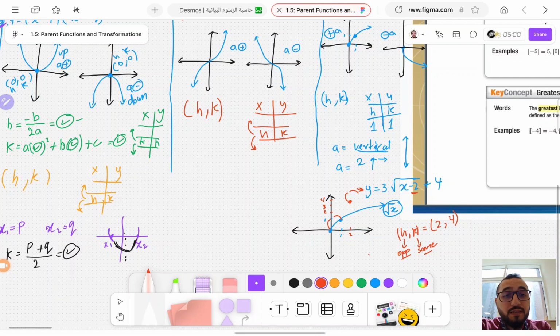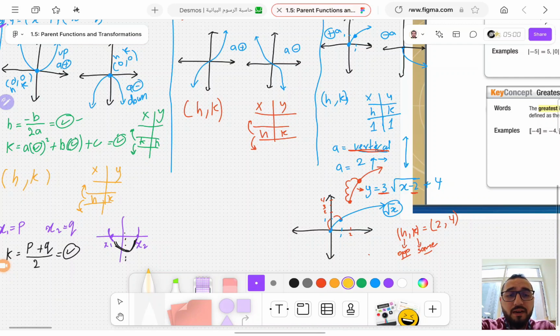But as I told you, A is the vertical stretch, so when I need to move 1 up, I will not move 1 up, because here the question tells me that A is 3. So I have to move 1, 2, 3 steps up, 1 to the right, so the second point will be here, and the graph will be like this. So this is how we can graph the cubic function. We look at the A and see if we have a vertical stretch or vertical compression, then A will represent the vertical steps.